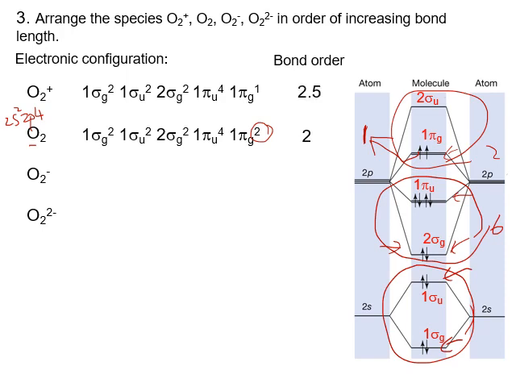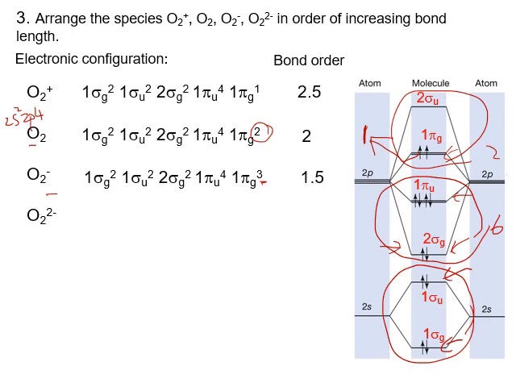So the bond order becomes larger. The bonds become stronger. Now for the O2 minus, it means it gains an electron. The electron goes to the 1 pi g. So the 1 pi g has 3 electrons in the anti-bonding molecular orbital. You put more electrons in the anti-bonding, so the bond order should decrease. 6 minus 3, and that gives you 3 divided by 2 is 1.5.